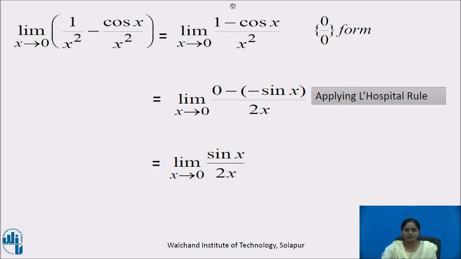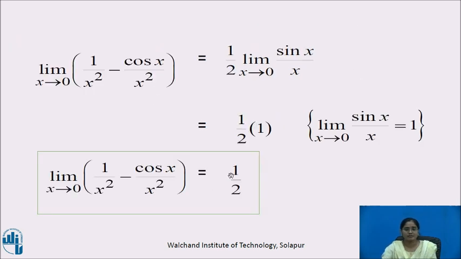Now, differentiation of the numerator. Limit x tends to 0 as it is. Derivative of 1 is 0, minus cos x derivative is minus sin x. Now, denominator's derivative, x square derivative is 2x. Simplify this. So, I am getting limit x tends to 0, sin x upon 2x. Rearrange the terms in such a way that 1 by 2 into limit x tends to 0 sin x upon x. And you know that limit x tends to 0 sin x upon x is always 1. Therefore, 1 by 2, this quantity value is 1. Hence, I get limit x tends to 0, 1 upon x square minus cos x upon x square is equal to 1 by 2.